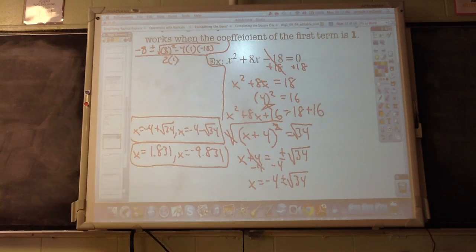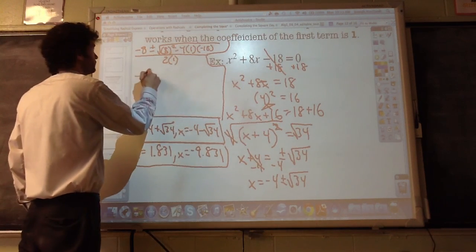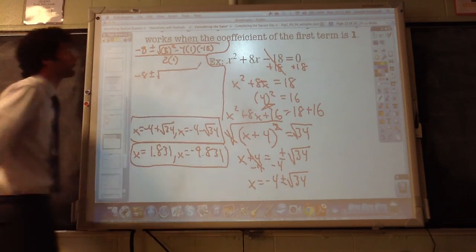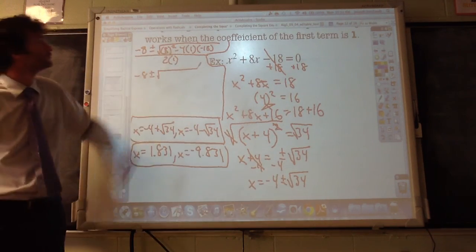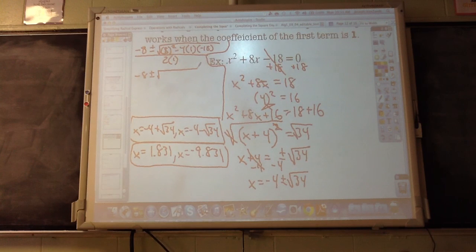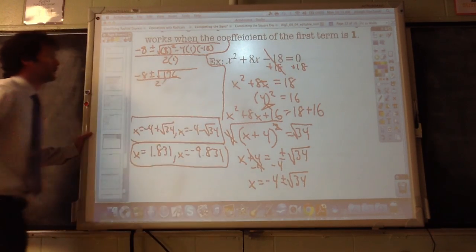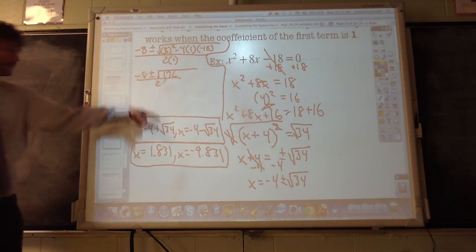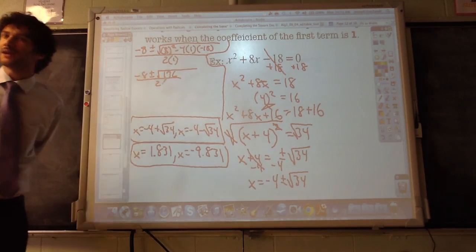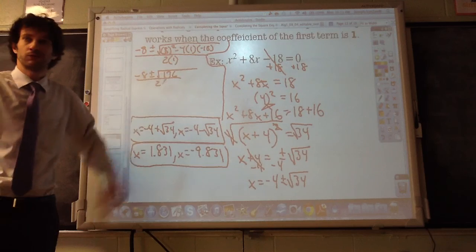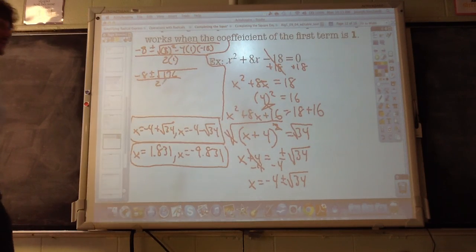Okay, so somebody evaluate that discriminant for me. Which one? Right here. Yep, that's what I'm getting too, 136. Okay, so they don't look the same. They don't look the same. But that's because you haven't learned how to simplify radicals yet, which we're going to do on Wednesday and Thursday. And we could make them look the same.